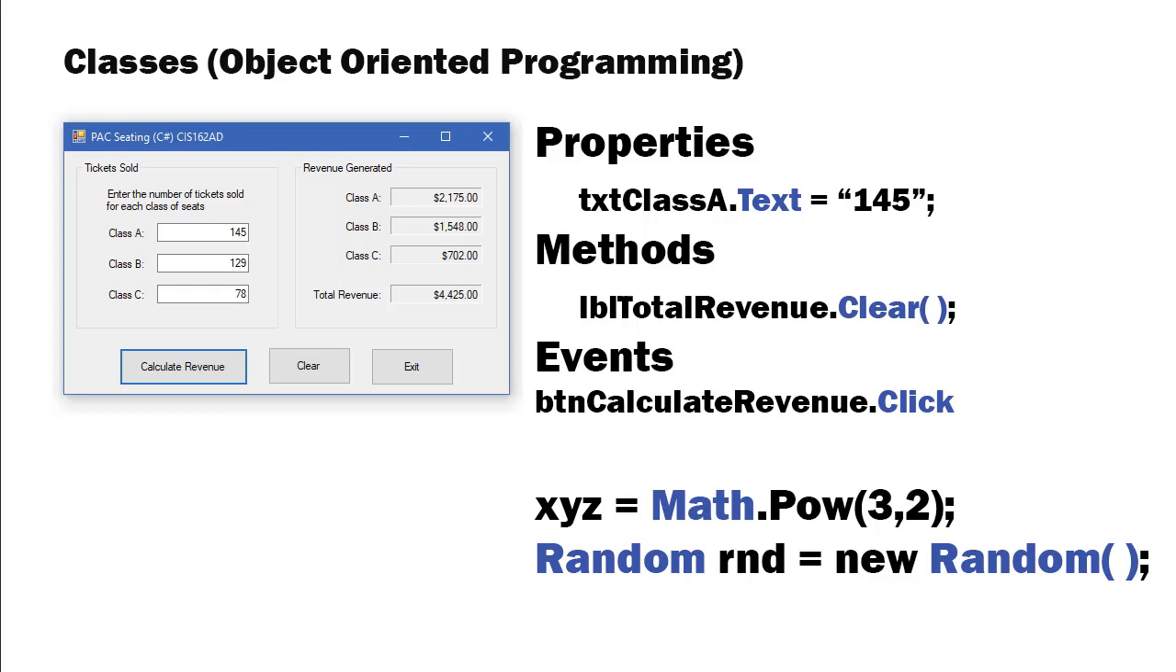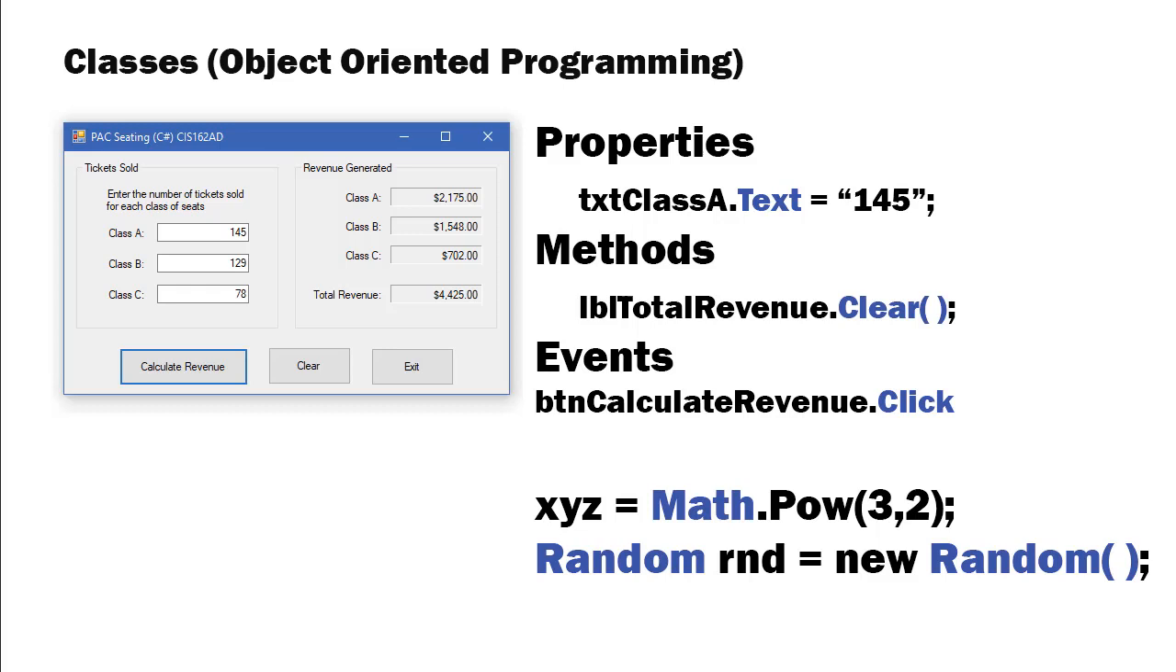We've also used some classes that are not visible but are simply in code. So we've used a Math class that had some methods to it, including Pow for taking exponents. So in this case xyz equals Math.Pow(3, 2), xyz would equal 9 or 3 squared. We've also used the Random class to create random numbers.